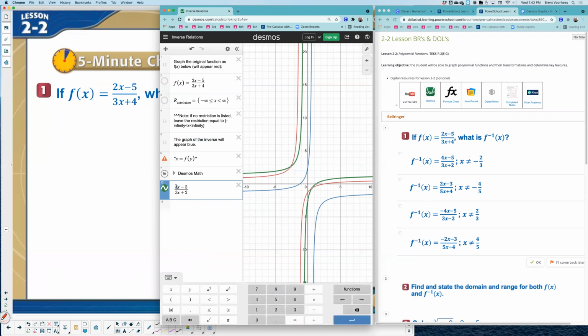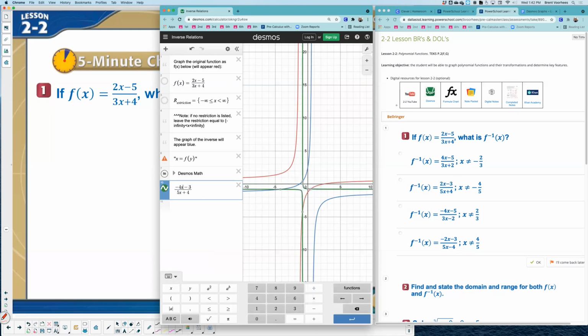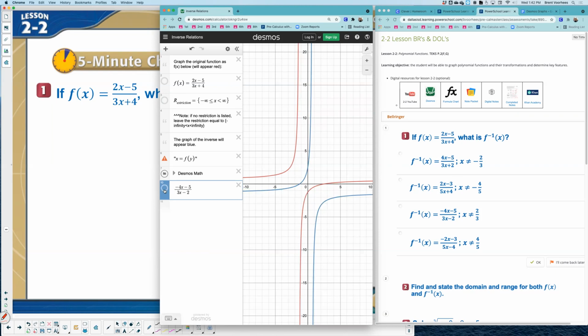I'm going to try the second option now. 2x minus 3 divided by 5x plus 4. Is that answer perfectly located on top of the blue graph? No. What does that mean? It's the wrong answer. So I now try the next one. Negative 4x minus 5 over 3x minus 2. Does that perfectly overlap? What does that mean? That's the answer. So we just discovered this is the inverse.